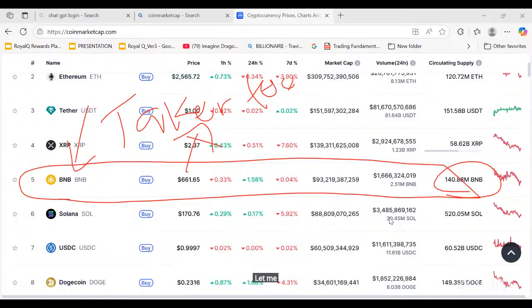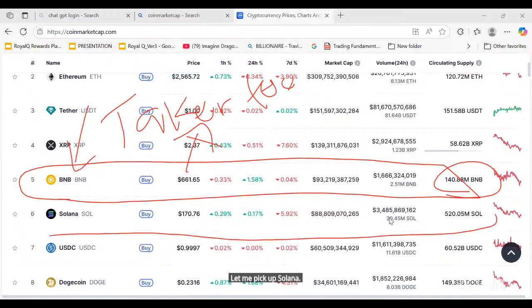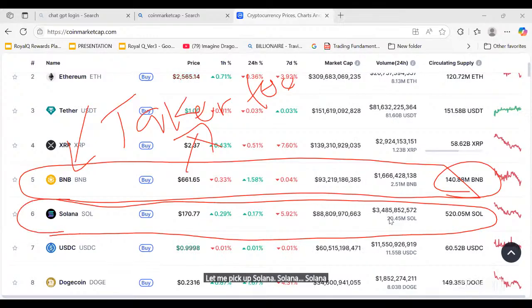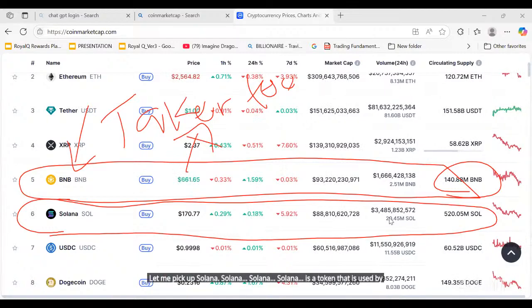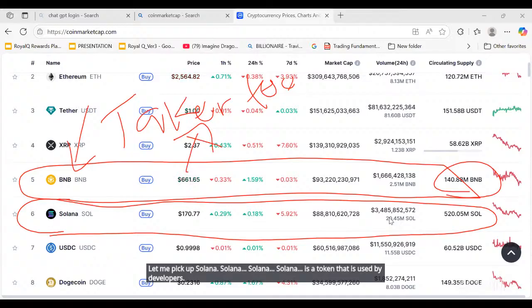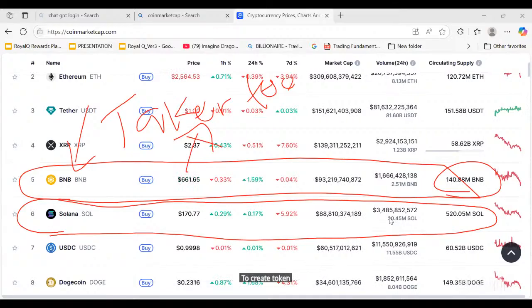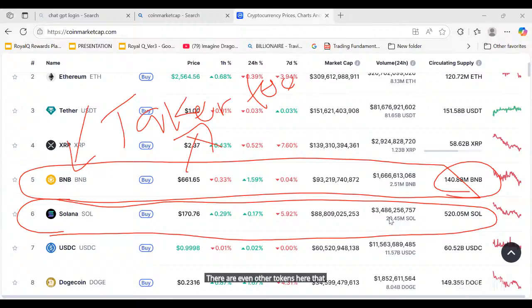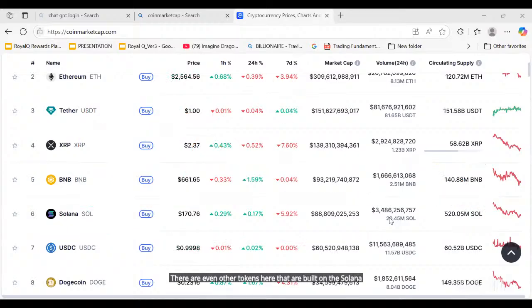Let me pick up Solana. Solana is a token that is used by developers to create tokens easily. It also has a wallet where people use it to pay as gas fees, called the Phantom wallet. There are even other tokens here that are built on the Solana network.